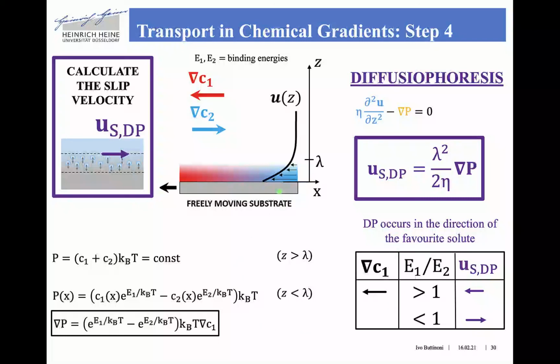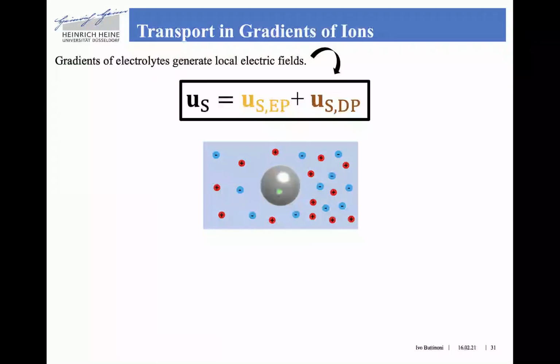Okay, so what we've seen so far is only the case of neutral diffusiophoresis where the solute carries no charge. However, if the particle or the substrate is immersed in a solution of electrolytes, which is a very common situation in experiments, things become a little bit more complicated. Since here the slip becomes the sum of the neutral diffusiophoretic contribution, here on the right, and an electrophoretic contribution, since gradients of ions also establish a local electric field.